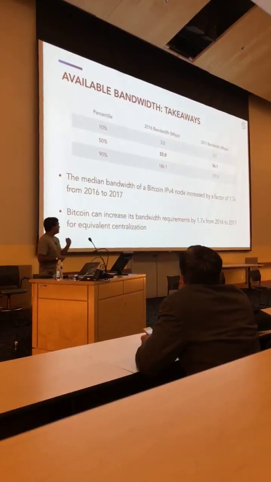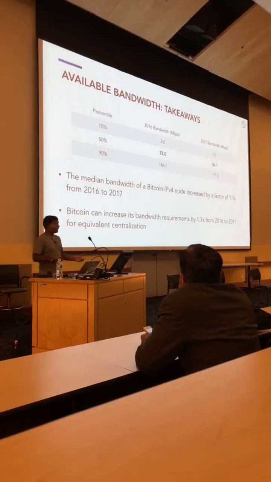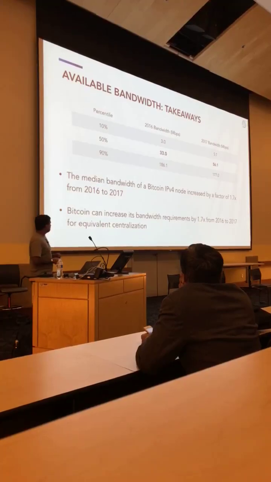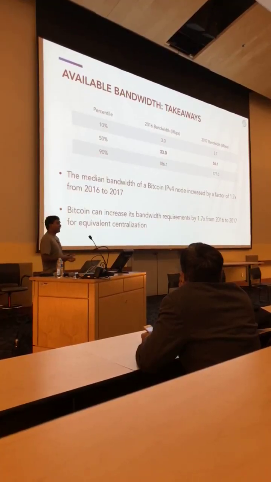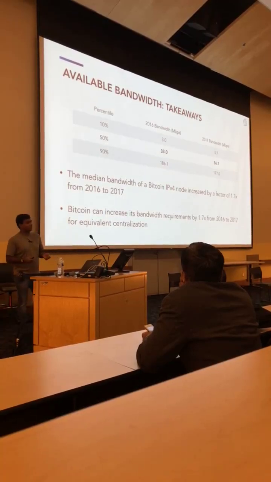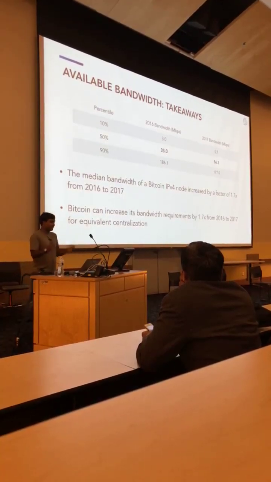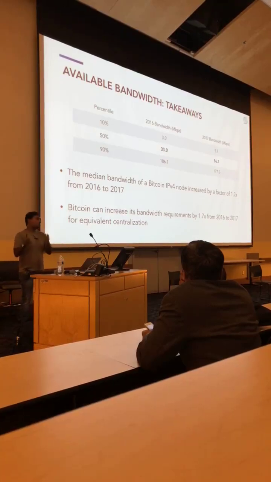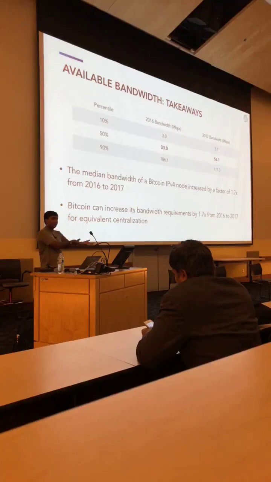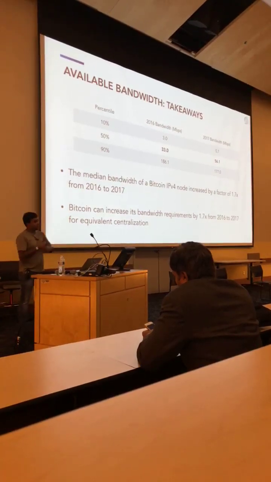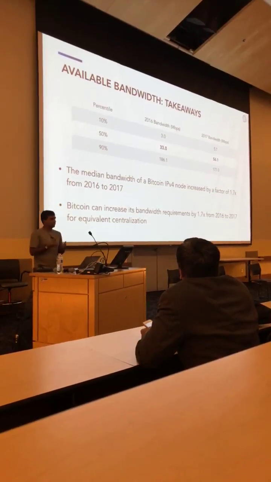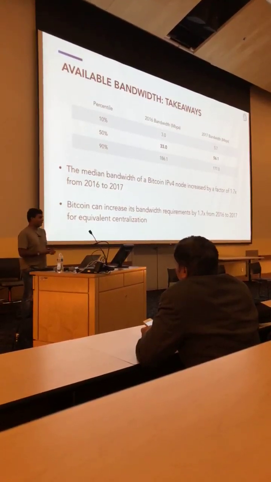We also need to look at the evolution of available bandwidth over time. If we look at the bandwidth in 2016 versus 2017, the bandwidth in the Bitcoin network increased by a factor of 1.7. What this means is if you are happy with the level of decentralization in 2016, and your claim is that Bitcoin is decentralized in 2016, you should be able to increase the bandwidth requirements by a factor of 1.7, and you'll still be happy with the level of decentralization in 2017. And this really speaks to how you should go about designing these cryptocurrency networks and deciding on key system parameters through measurement.